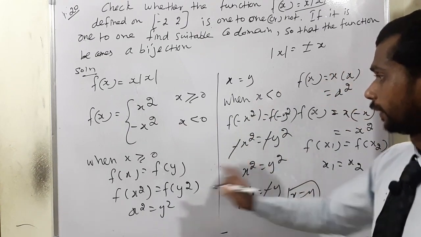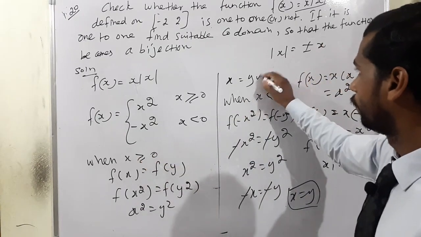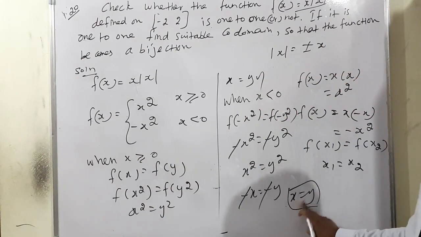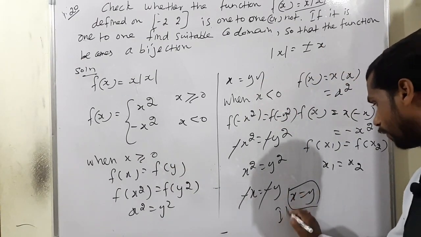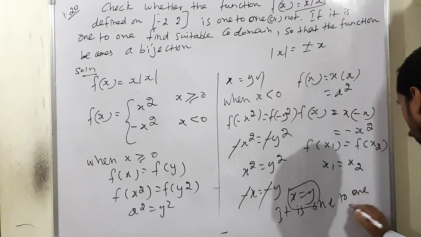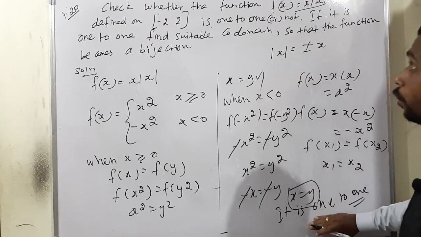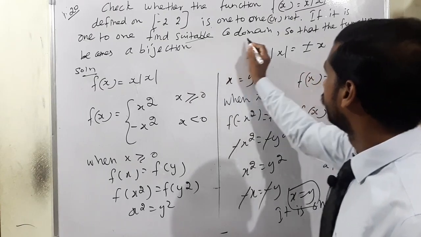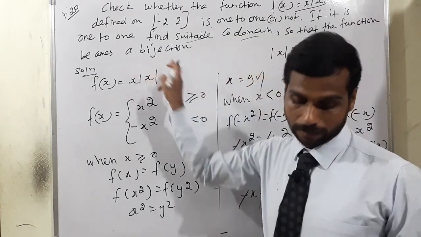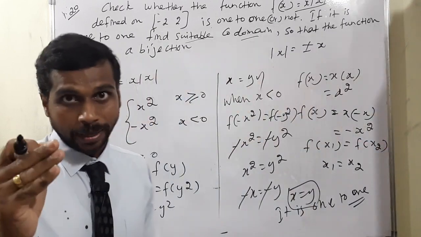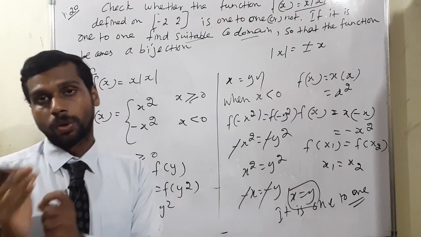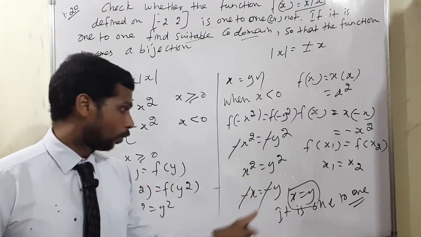See, in the first condition, x greater than 0, the output we have is x is equal to y. At the same time, for x less than 0 we also have the output x is equal to y. Therefore, we can say the first one is one-to-one. After getting one-to-one, find a suitable codomain so that the function is a bijection. Already you know the meaning of bijection: if you have the result one-to-one and onto, we can say it is a bijection. So one-to-one is clear.